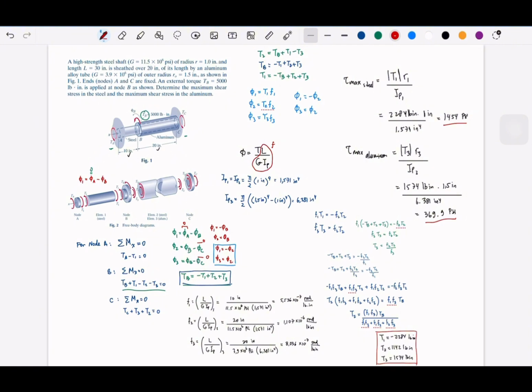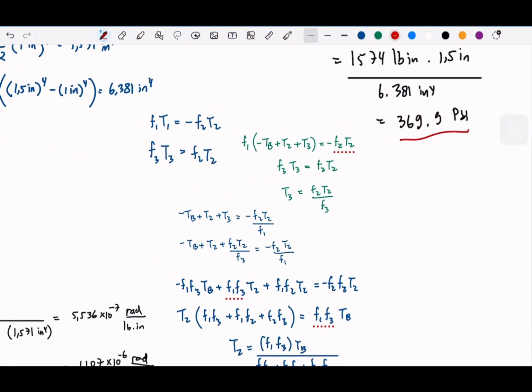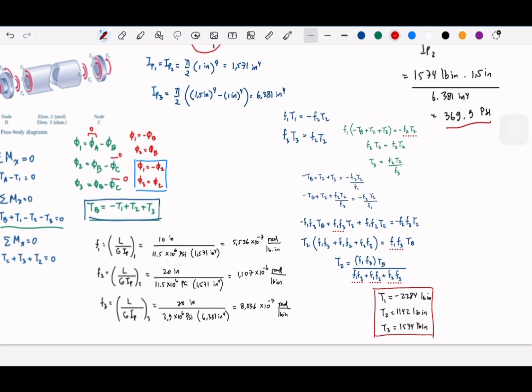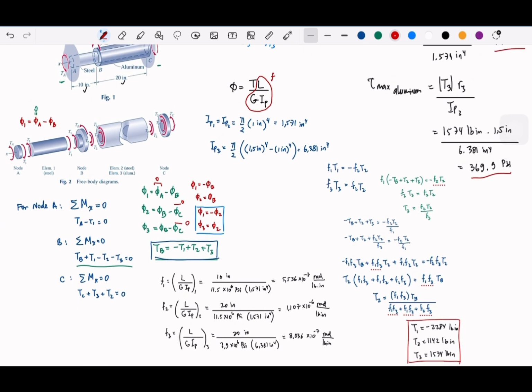But I think the most tedious part is solving these equations. Okay. And this is a typical statically indeterminate problem in torsion. Okay.